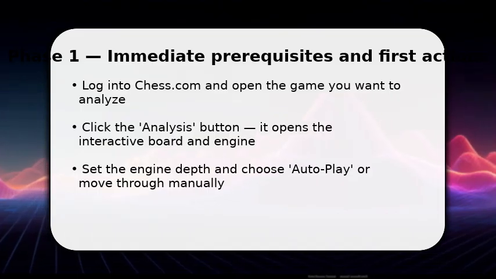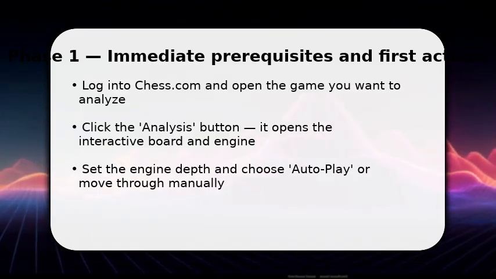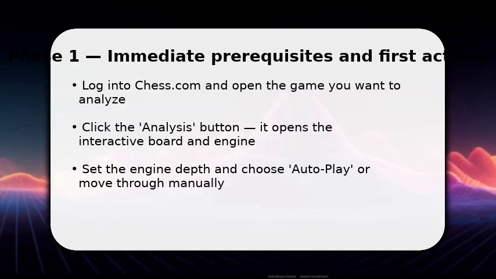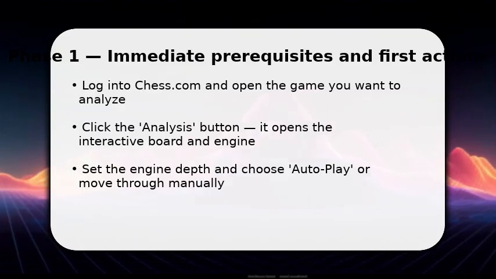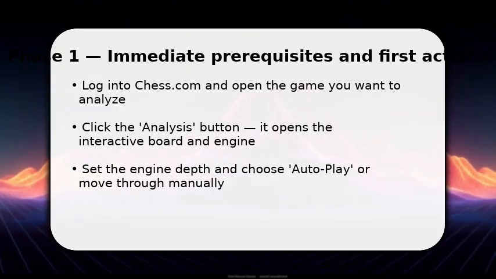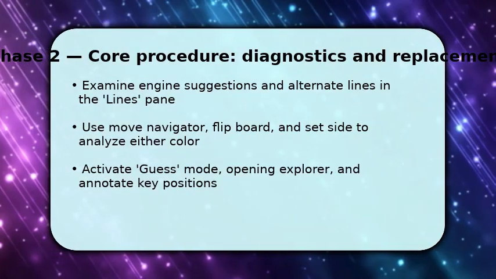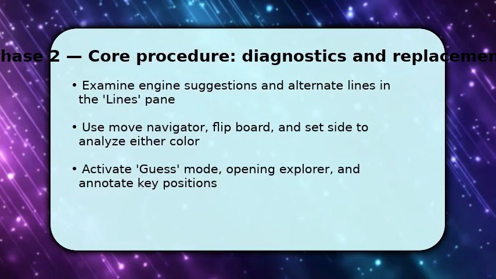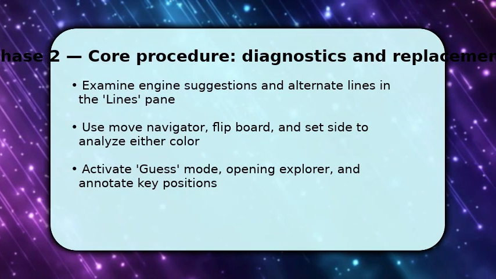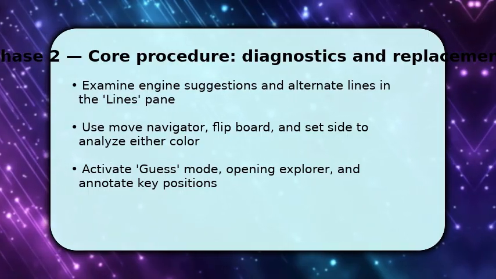You should also enable Move List and Evaluation Bar so you can see shifts in advantage as you go. Now, focus on the engine and auxiliary tools. Inspect suggested moves and explore alternate lines in the Lines pane. You want to understand why the engine prefers certain continuations.